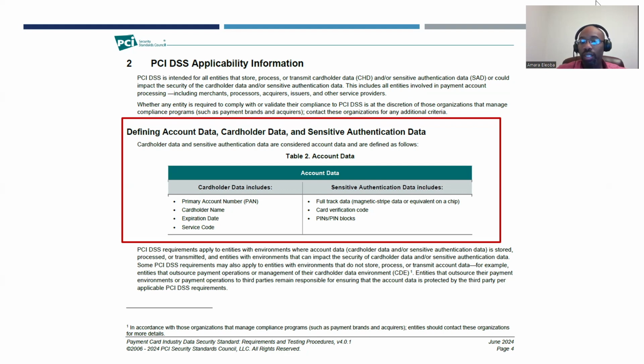Now, the sensitive authentication data: if you look at the back of your credit card, you have that black stripe, right? That's on the card. That stripe contains sensitive information about that card. Also, if your card has a chip, that chip contains everything that concerns that card. So it is very important that it is protected. Your sensitive authentication data includes what we call the full track. It contains the card verification code and also contains the PIN or the PIN blocks.